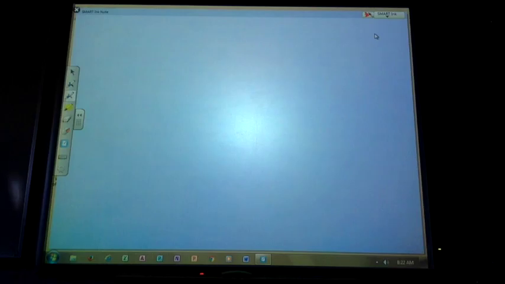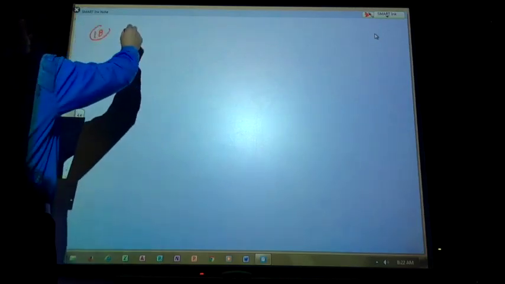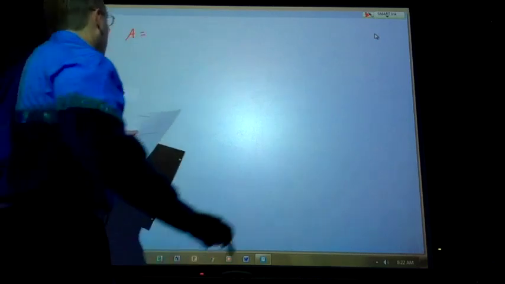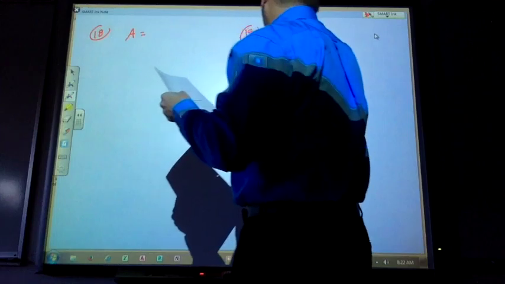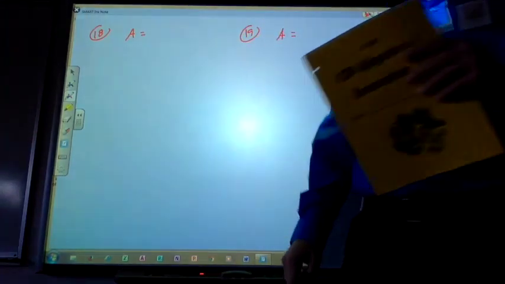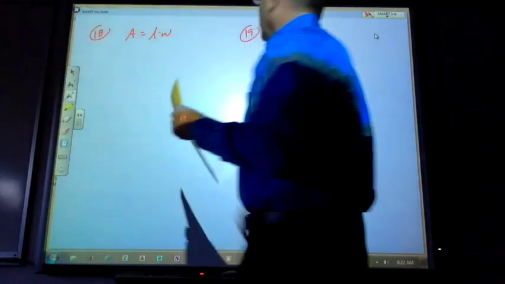Should I do 18 and 19 both? Finding the area. Okay, problem number 18. The area of a rectangle is what? What's the area of a rectangle? What's the equation to find the area of a rectangle? Yeah. Length times width. Length times width. What's the formula to find the area of a triangle?